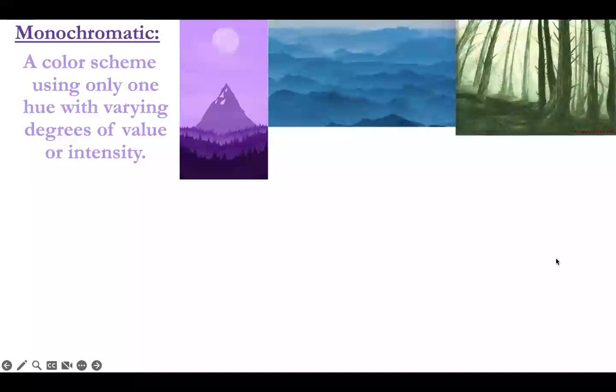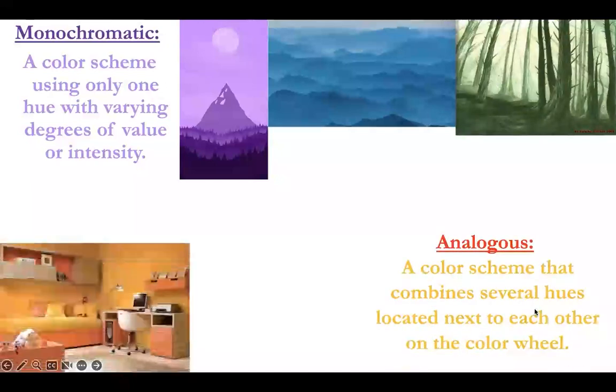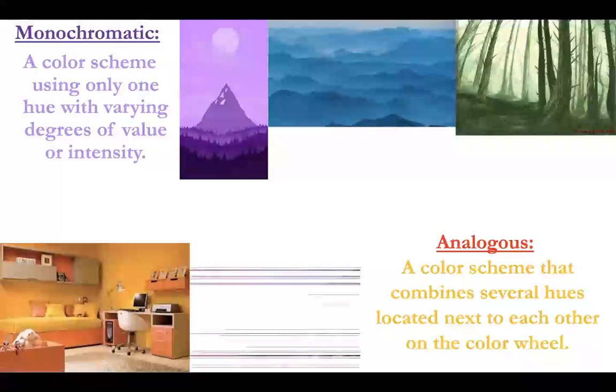And then analogous is a color scheme that combines several hues located next to each other on the color wheel. So for example, we see in this room yellows and oranges, and those just go together because they're right next to each other on the color wheel.